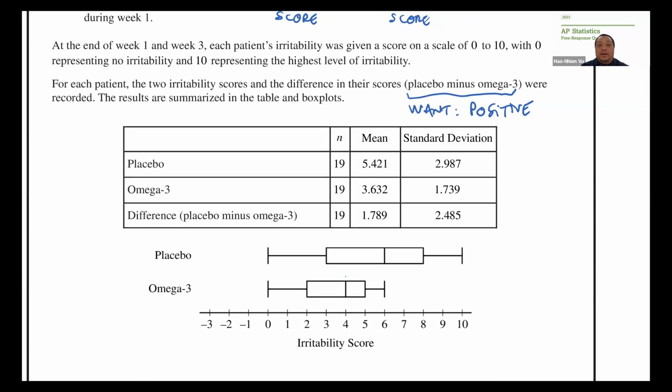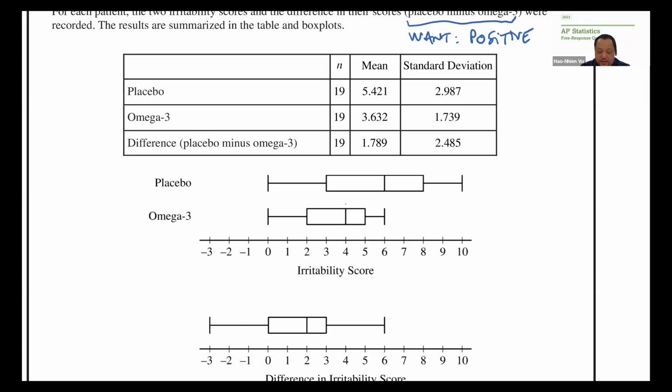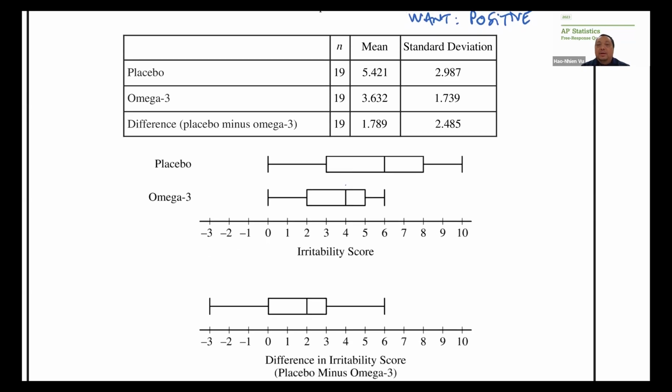The results are summarized in the table and box plot. So you have all of this table and the box plots. I hope you realize now that this is a matched pair situation, also known as paired data, also known as mean of differences, where we look at the difference of placebo minus omega. We really don't care much about these. This is what we want. This box plot is what we want.